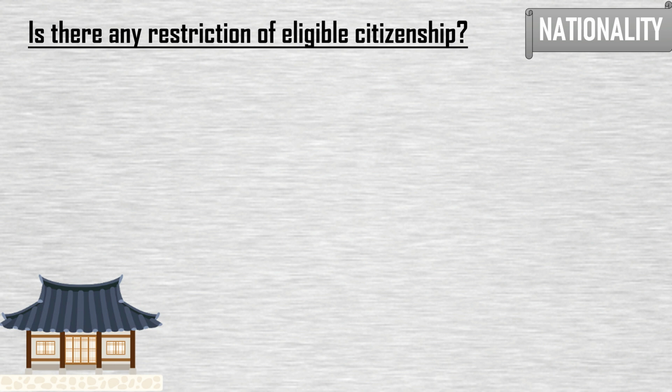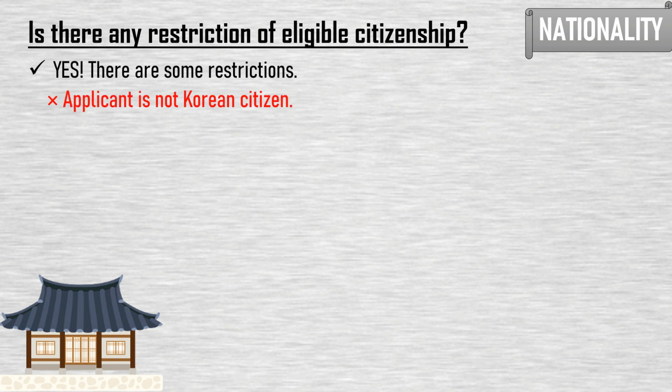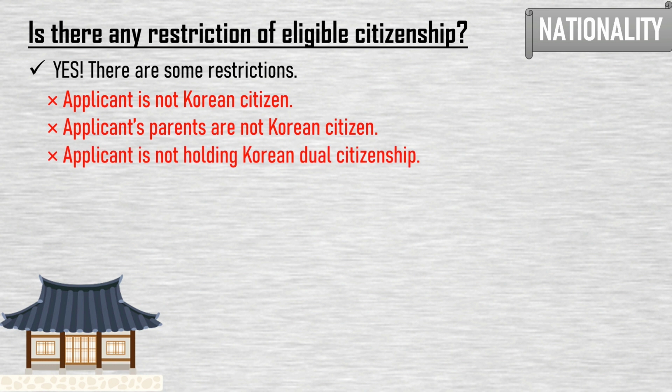All right, so the first one is about nationality. Is there any restriction of eligible citizenship? Yes, there are some restrictions. Applicant is not Korean citizen. Applicant's parents are not Korean citizen. Applicant is not holding Korean dual citizenship. I hope this is clear.